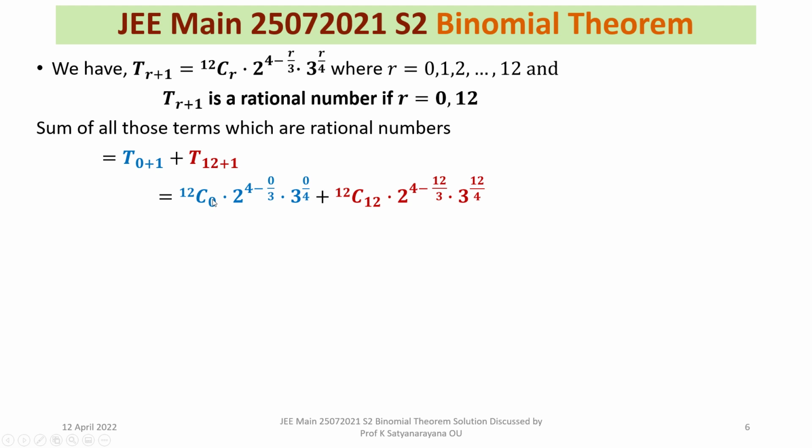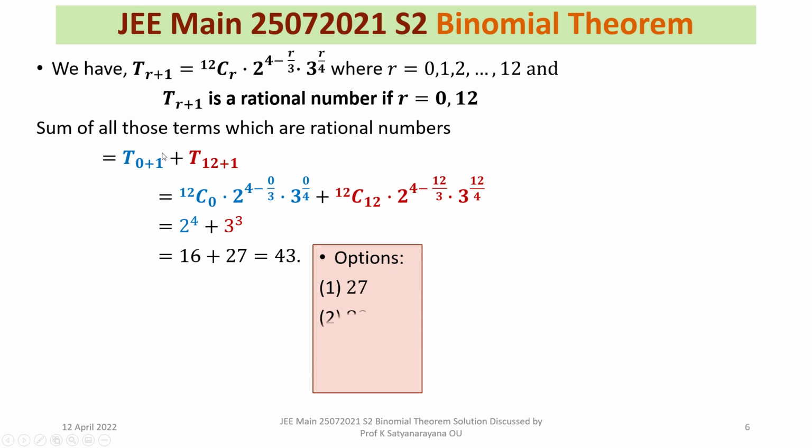So here 12C0 is 1 and 3^0 is 1, and this will give you 2^4. 12C12 is 1, and this is 2^(4-12/3), that is 4 minus 4 is 0, 2^0 is 1, and 3^(12/4) is 3 cube. So this will give you the answer 3 cube. So that will be equal to 2^4 plus 3 cube, that is equal to 16 plus 27, that is equal to 43. Therefore, the sum of all those terms which are rational numbers in this expansion is 43.